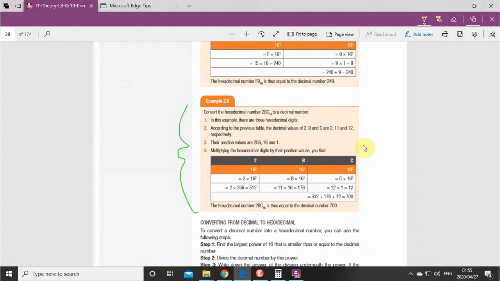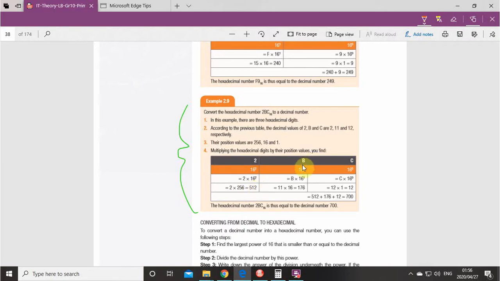So converting to a decimal, my next step is my place value. I'm gonna start from the right hand side at 16 to the power of 0, 16 to the power of 1, 16 to the power of 2. Then I go from my left hand side and say, 2 times 16 to the power of 2, which is 256, that will equal 512.